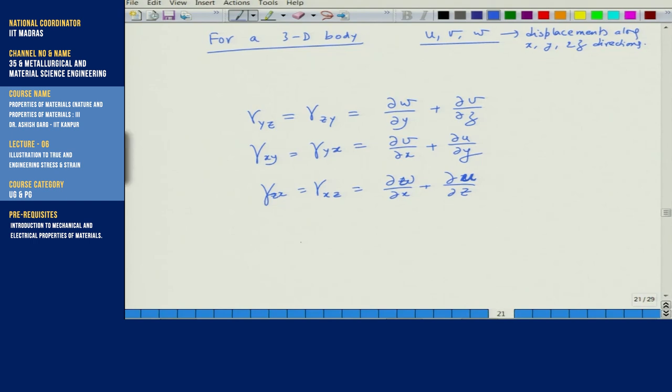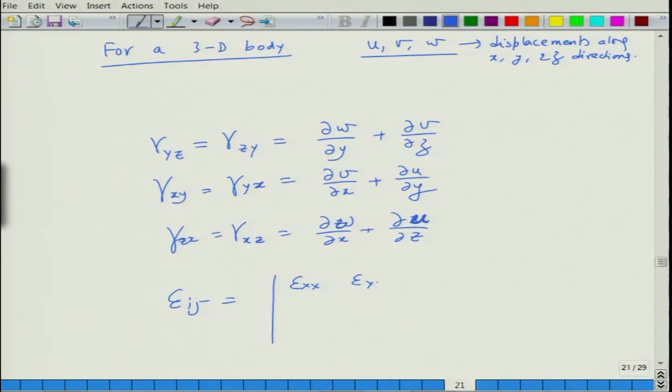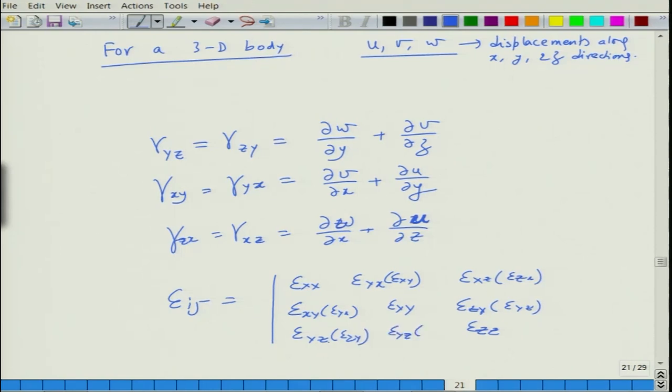So, then you can write a shear strain tensor in the same way, epsilon xx, epsilon yx or xy, epsilon xz or epsilon zx, and then you can write epsilon xy, epsilon yx, epsilon yy. Here you will have epsilon zz, this will be epsilon zy or epsilon yz, this will be epsilon yz or zx, xz or zx, and this will be zy. So this will be the strain tensor that we can write.